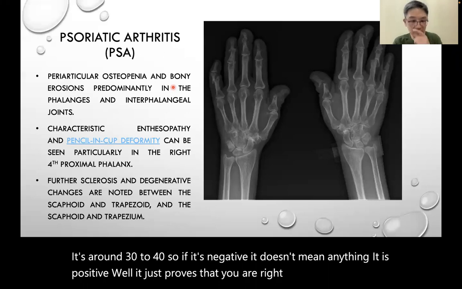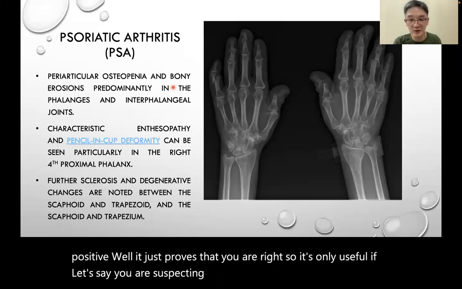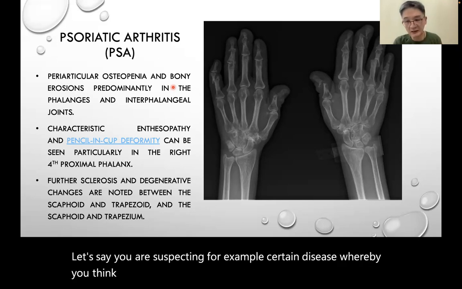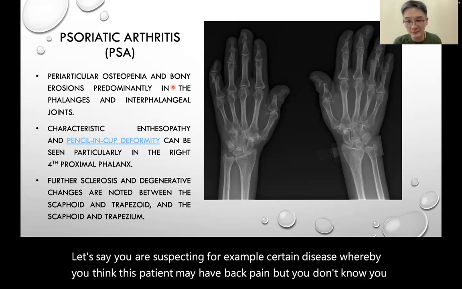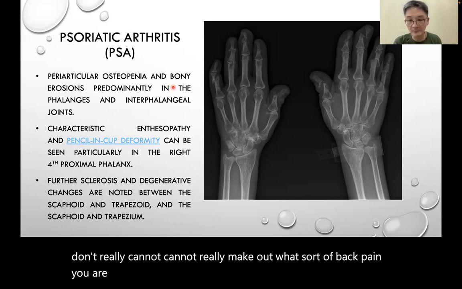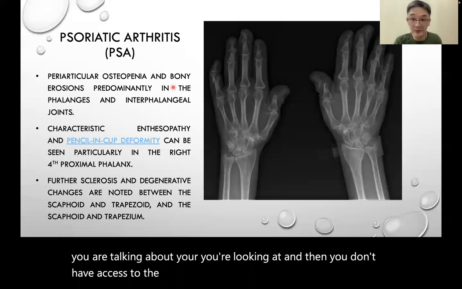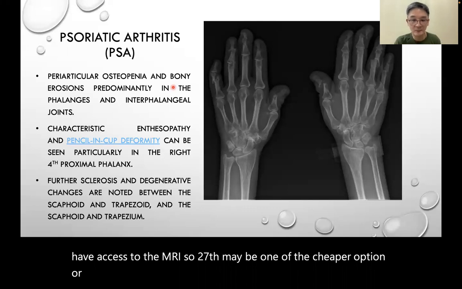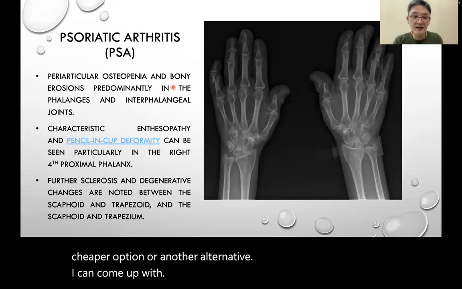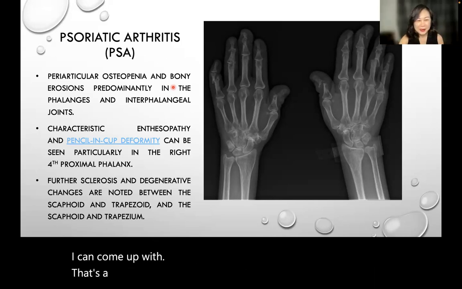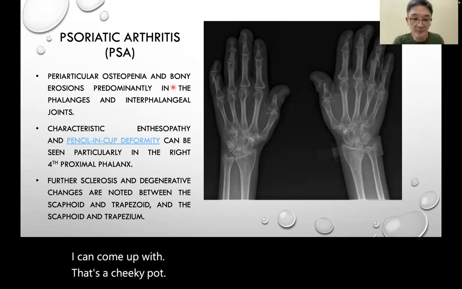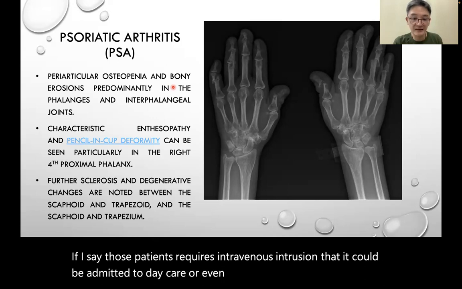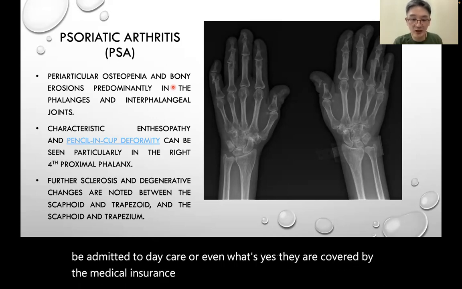So it's only useful if, let's say, you are suspecting a certain disease where the patient has back pain, but you cannot really make out what sort of back pain you are looking at, and you don't have access to MRI. Then HLA-B27 may be one of the cheaper options to come up with a better diagnosis. Are biologics covered by insurance? That's a tricky part. If patients require intravenous infusion and need to be admitted to daycare or even wards, yes, they are covered by medical insurance, but otherwise, as outpatients, unfortunately, they are still not covered.